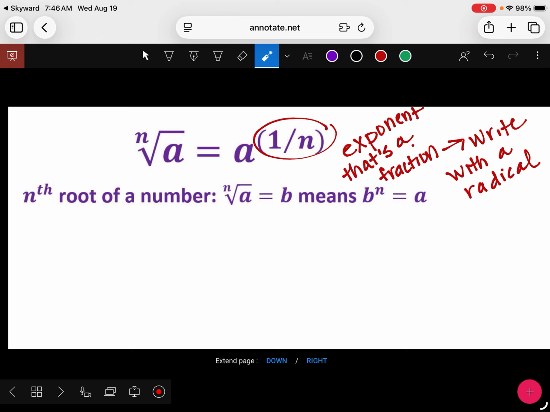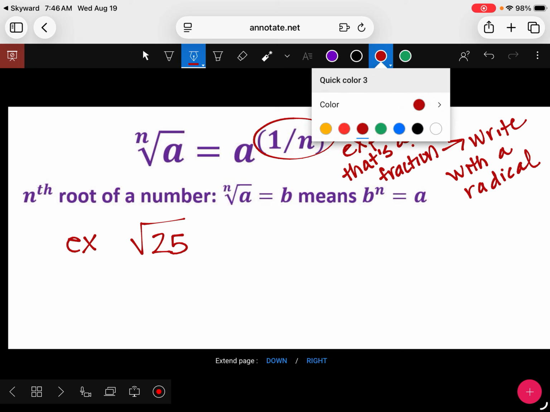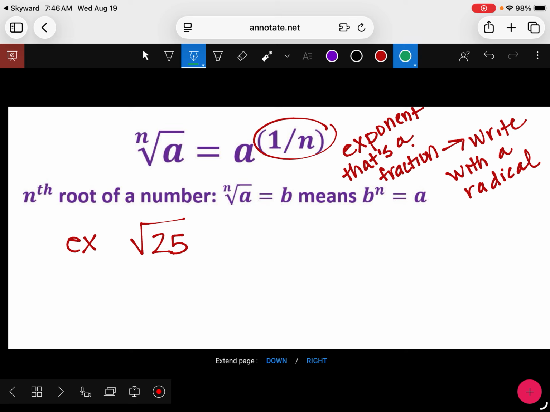So what I mean by this is, let's say, for example, you have the square root of 25. If it's a square root, that's the only time we don't put a number in the elbow. So a square root has an invisible 2 right there in the elbow. And the exponent on 25 is 1 if you don't see an exponent. So that means that instead of saying the square root of 25, you could say 25 to the power of 1/2. That's the exact same thing.